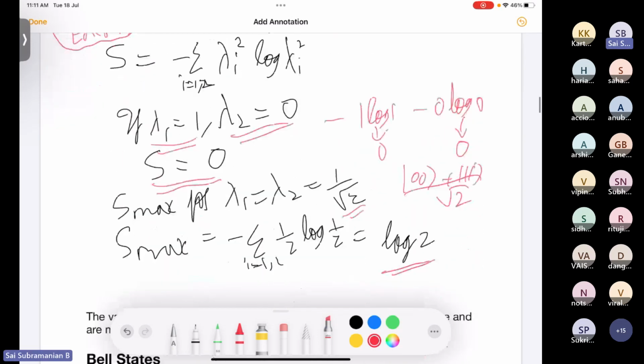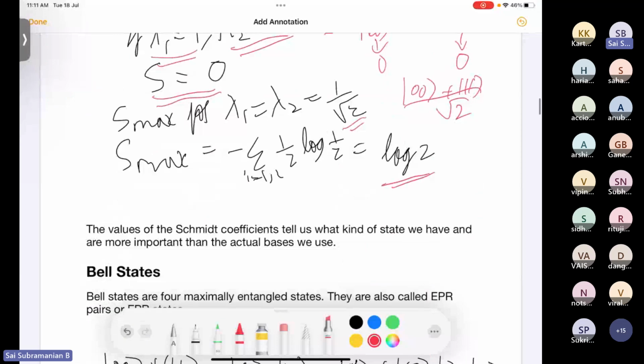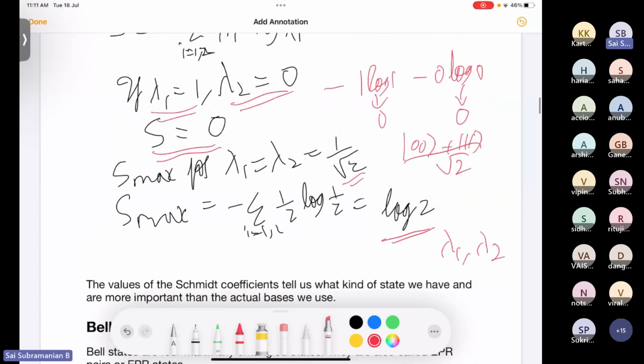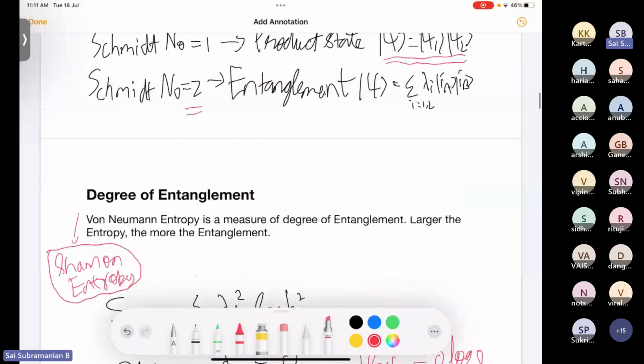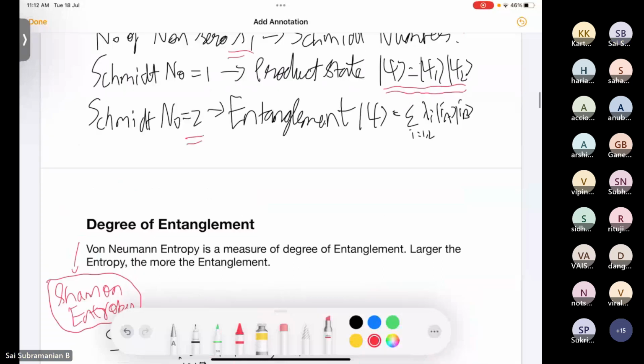Okay, so this is the Schmidt decomposition and corresponding von Neumann entropy. The value of the Schmidt coefficients, that is lambda 1 and lambda 2, are more important than the actual basis we are using, because that is what tells us whether the state is a product state or an entangled state. If any of this was confusing, it's okay. We will not be using this Shannon entropy or the Schmidt decomposition any further. It is just to provide you an intuition for what kind of states there can be for two qubits and how we understand what kind of state it is.